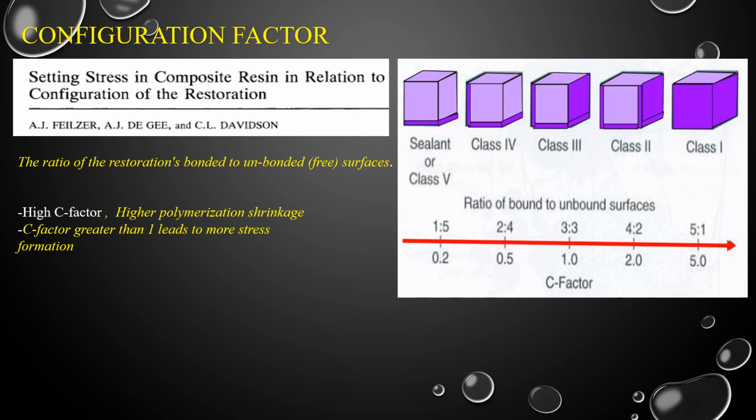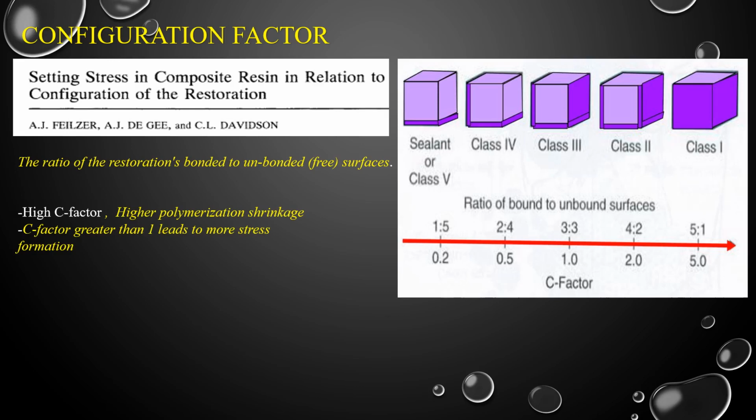So if we talk about the configuration factor, the higher the C factor, the higher the polymerization shrinkage. As you see, as we move from class 5 to class 1, the C factor is increasing. And if the C factor exceeds 1, it leads to more stress formation.